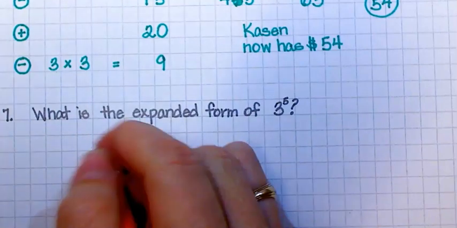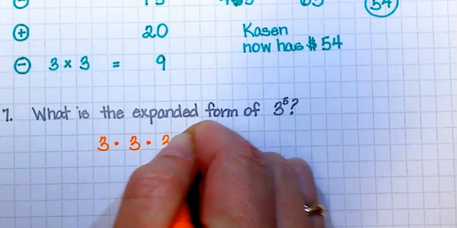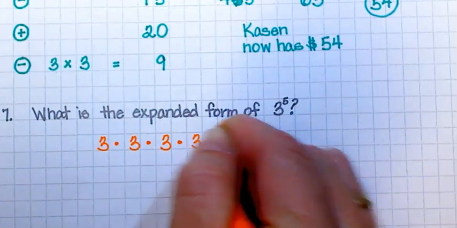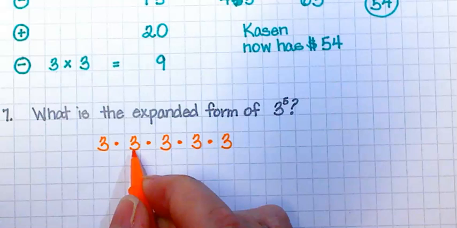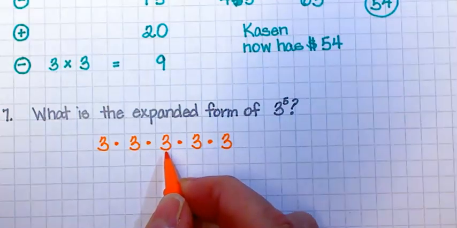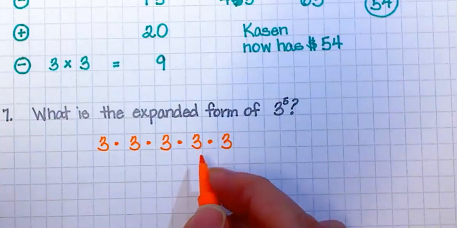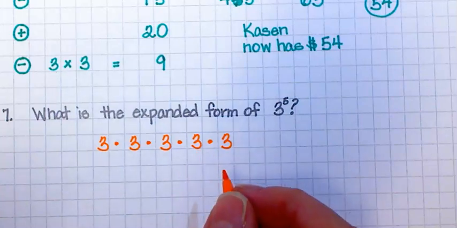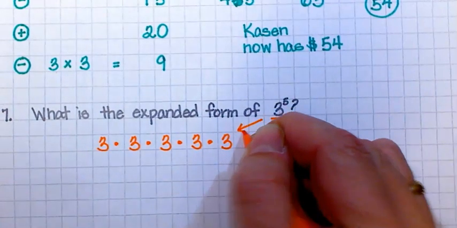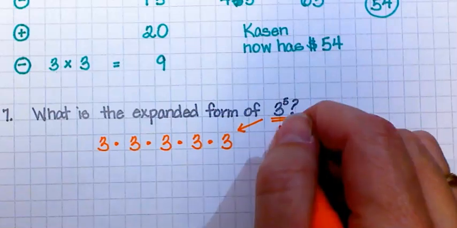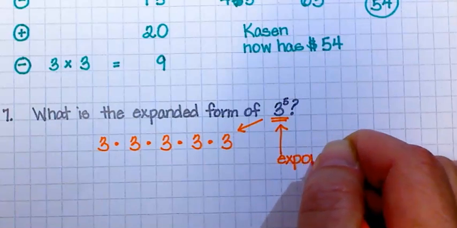That means 3 multiplied together. How many 3s? 5 3s all multiplied together. 3 times 3 is 9. 9 times 3 is 27. 27 times 3 is 81. And then 81 times 3, maybe 243 or something like that. But anyway, 3 to the 5th, the expanded form looks like that. This guy right here is called the exponential form. Okay?